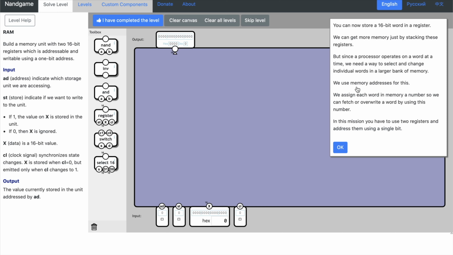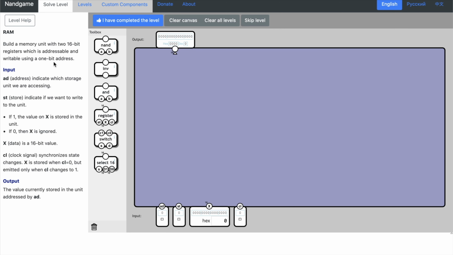So now we can store a 16-bit word in a register. We can get more memory just by stacking these registers. Since we use memory addresses, we have to use 2 registers and address them using a single bit. After reading this, I'm not sure I fully understand this, so let's go to the spec over here. Sometimes the spec is a little easier to read than the tutorial text.